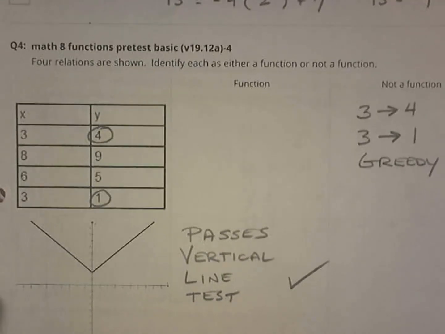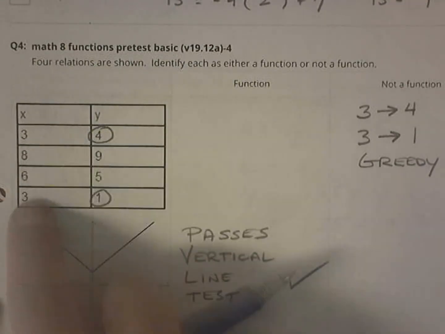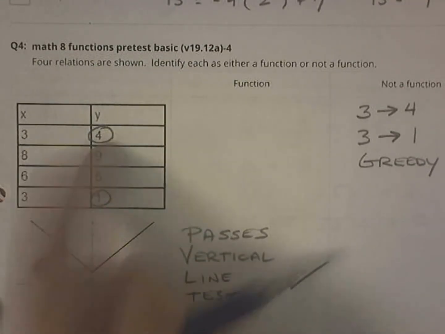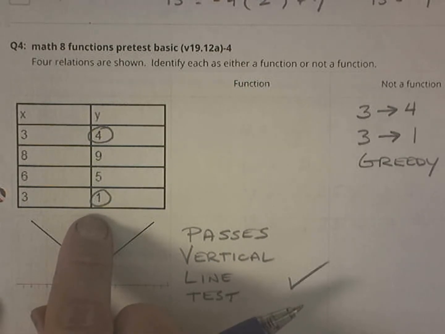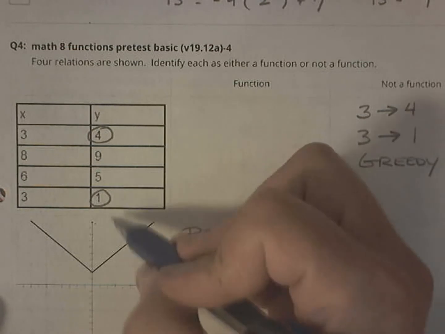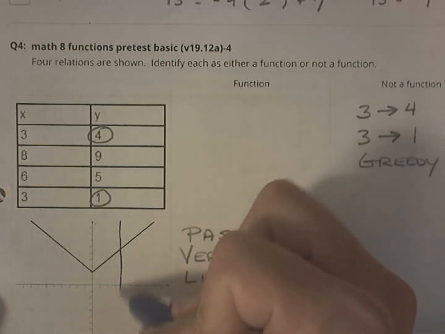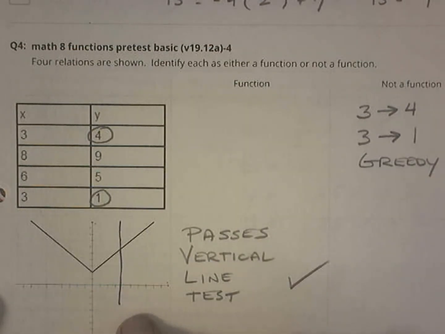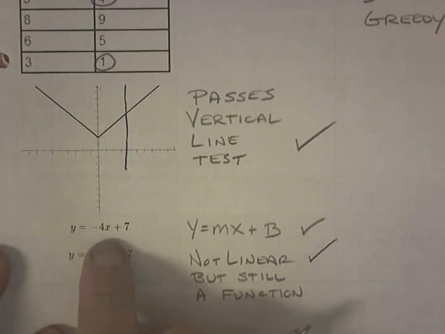Which of the following is a function? Well, looking at this guy, this is not a function. Looked at 3 is getting a 1 and 3 is getting a 4, so 3 is being greedy, so not a function. This one, if I do the vertical line test on it, I see that it is a function. And this one, that's just a slope-intercept equation, which is a function. And this guy, although it's not linear, it is a function.